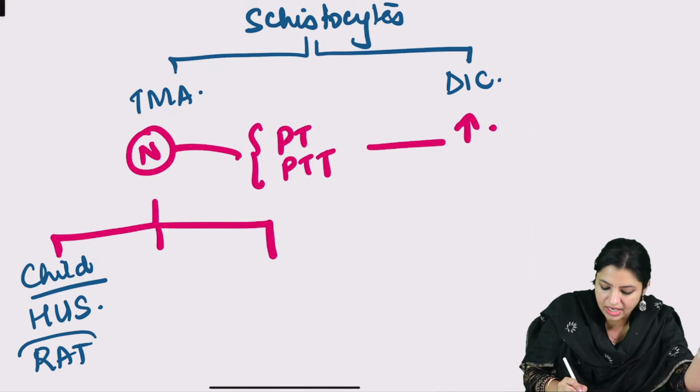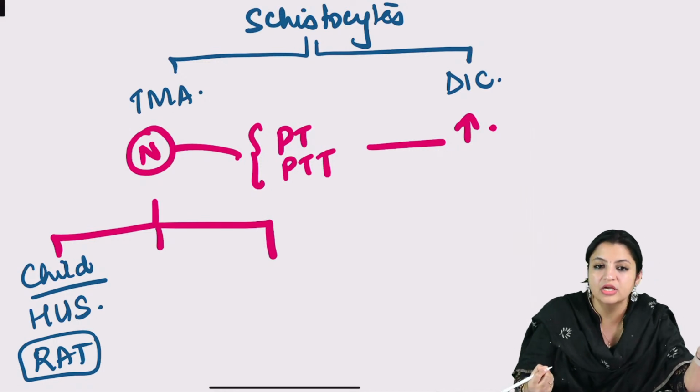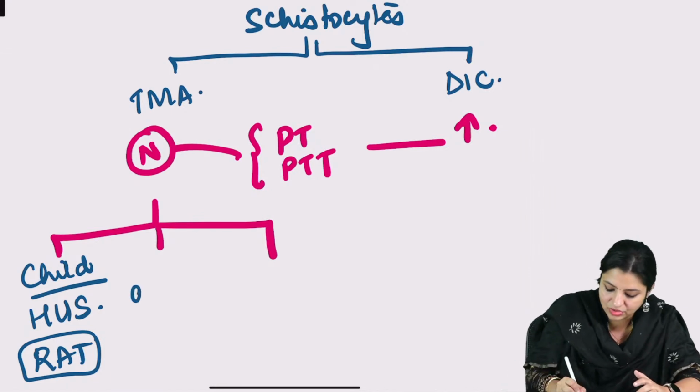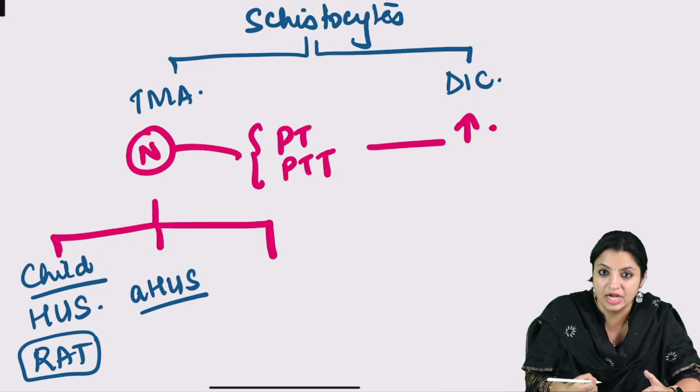In this it is usually a pentad. Apart from this, fever and neurological involvement are also present. So TTP. How do you differentiate us? You have to go and check for the levels. For every patient, if you are suspecting TTP, you will get tested for ADAMTS.